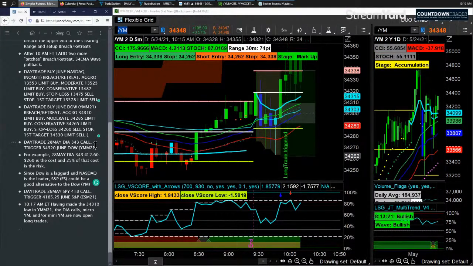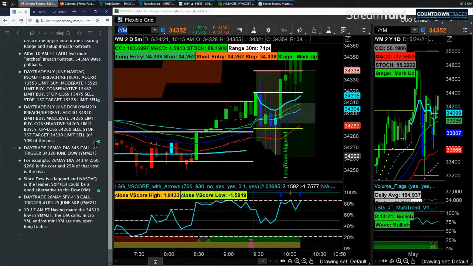It's a limit order sell of 50% of the position. I don't care if it's a DIA position. I don't care if it's a micro position. It doesn't matter if it's the YM position. You take 50% of your position off the table, so you do your main job, which is to pay yourself. Pay yourself. Okay?